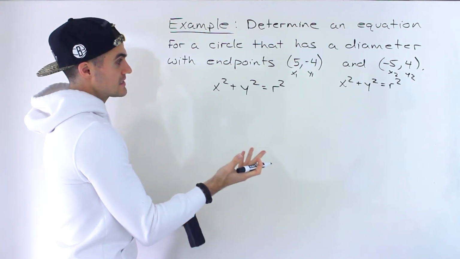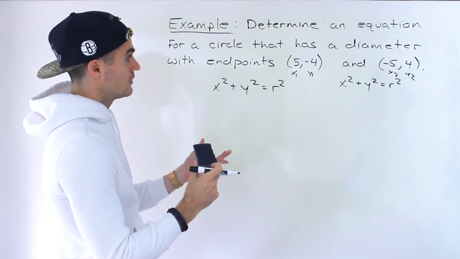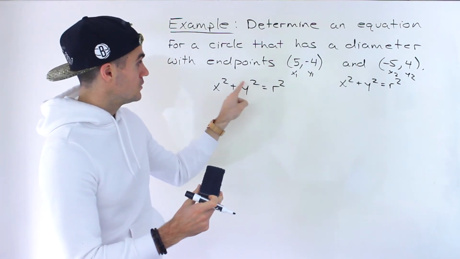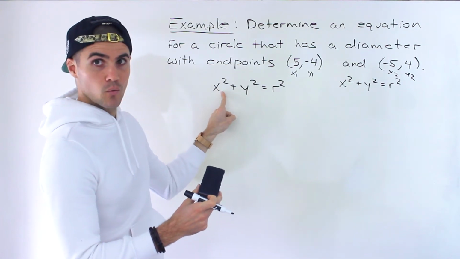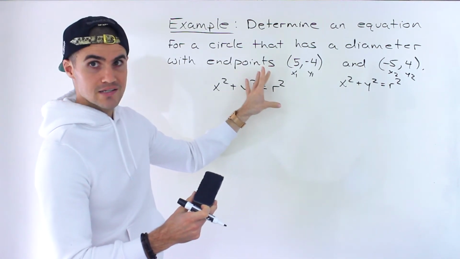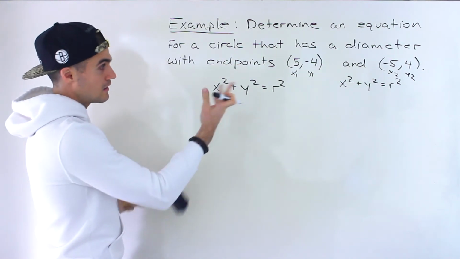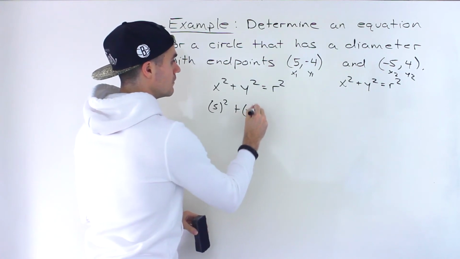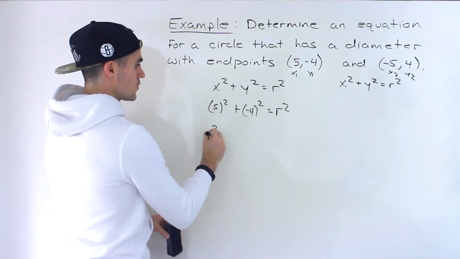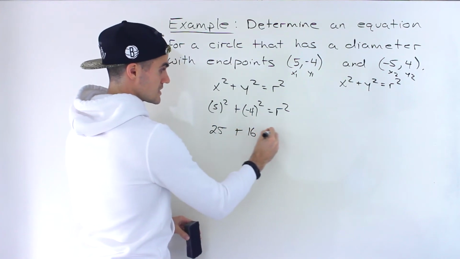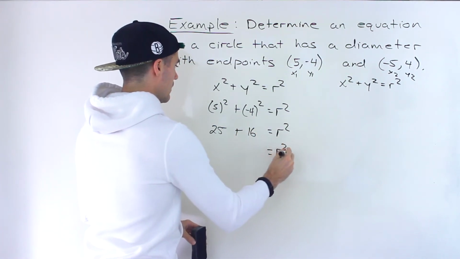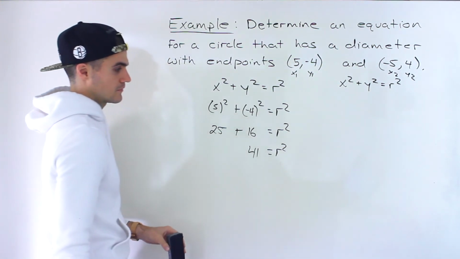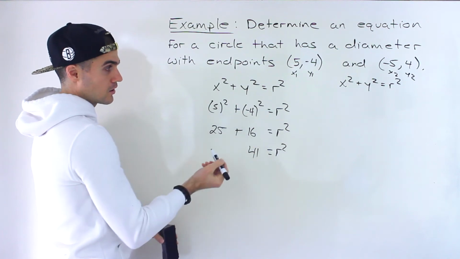And so in this case, as we've done before, if you're given a coordinate on the circle, which both of these coordinates are on the circle, you just have to plug them in for x and y and then find out what that right side r squared should be. So you could plug in either of these. They're going to give you the same thing. So let's plug in the first one. So this is going to be 25. This is going to be positive 16. And then we're going to end up having what? 41. So that ends up being r squared.